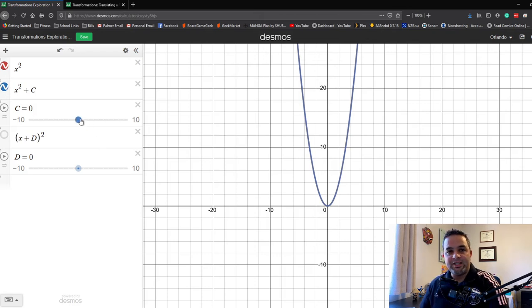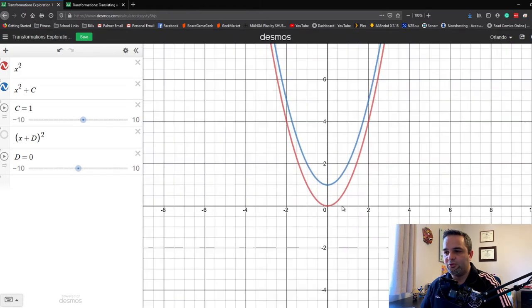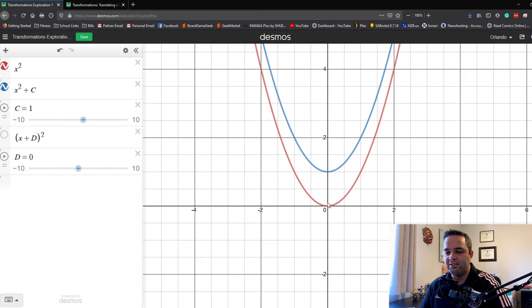But what if I were to say x squared plus 1? So I'm just moving my slider here. So now you can see it moved the graph up 1 unit. Okay, so I can literally see that the vertex is no longer at 0. It moved up to 1. The whole graph, in fact, everything moved up 1. So again, I'm going to show you. So here it is at 0. And when we added 1, boom, it jumps up there.